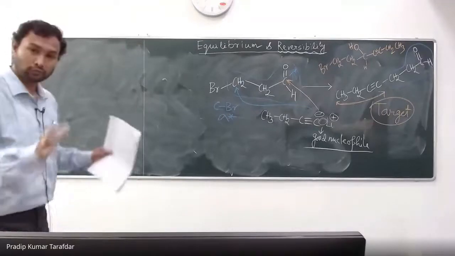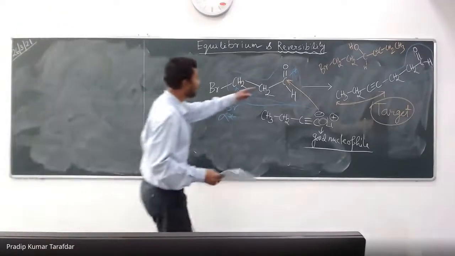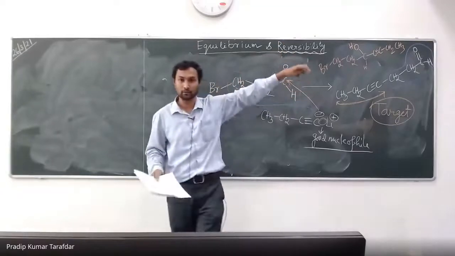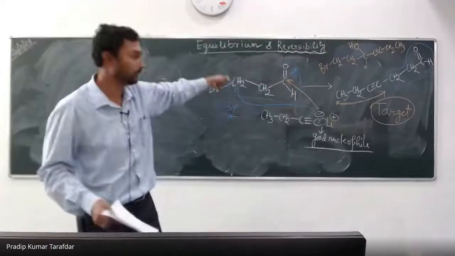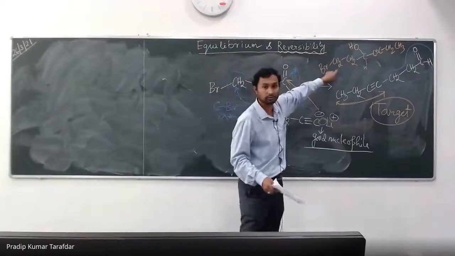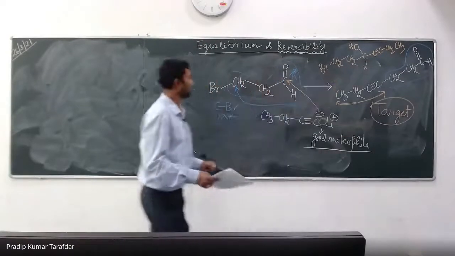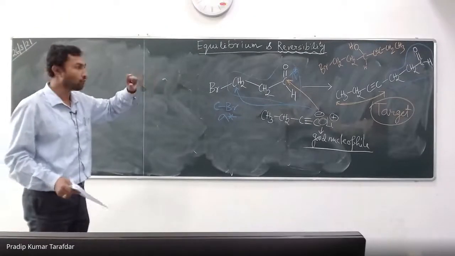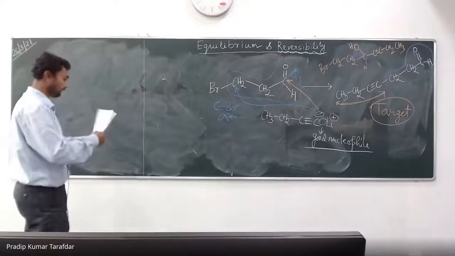So what I have to do is the more reactive one. This is more reactive because this pi star energy is a little lower as compared to that. So this is the more reactive center, and I should get even more of this product. So the more reactive one I don't want now, so I will use acetal chemistry.